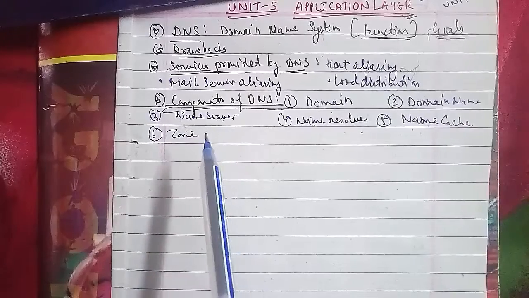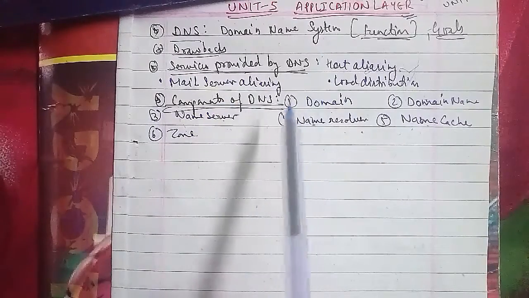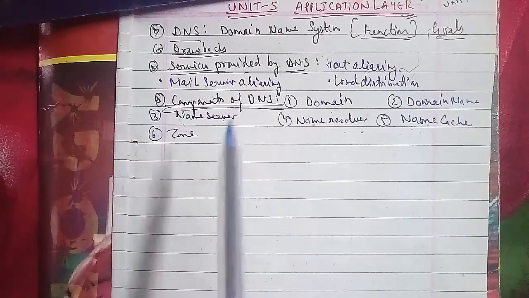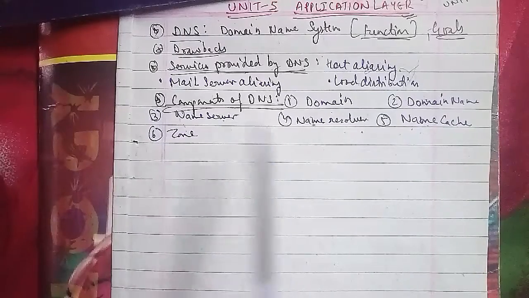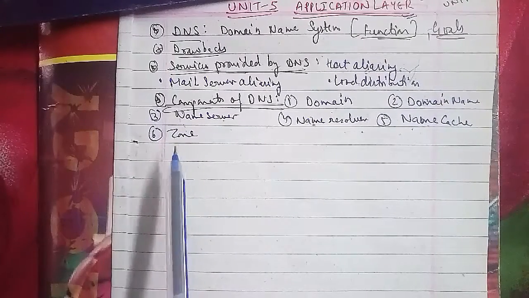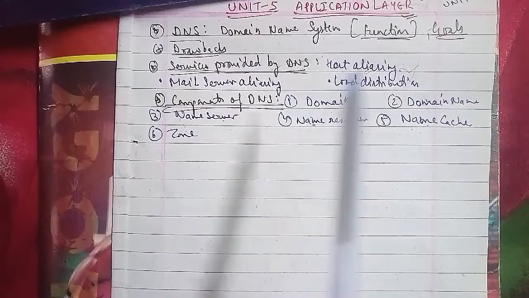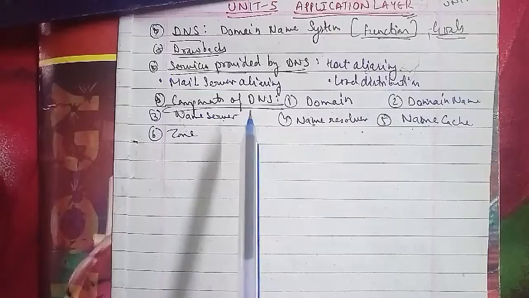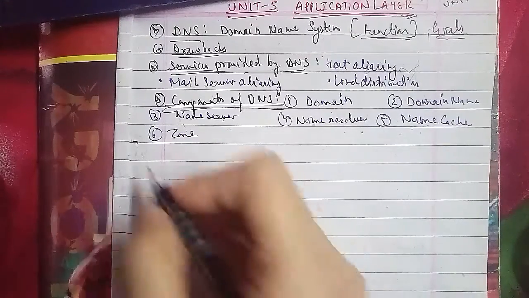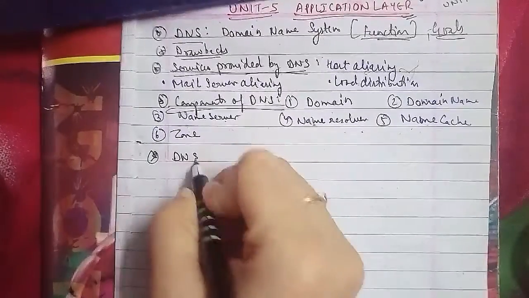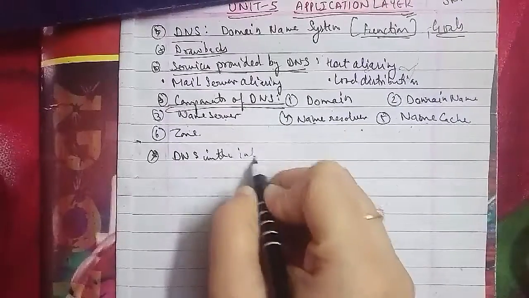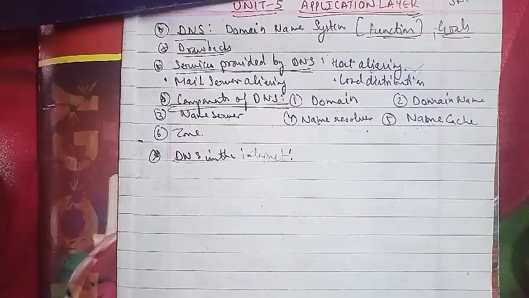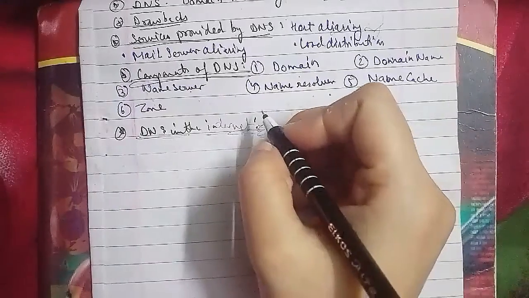Here we'll go ahead with the DNS in the internet. As I told you, the DNS is divided into 3 different sections in the internet: generic domain, country domain, and inverse domain. The DNS in the internet starts with the root, and it has been divided into 3. Here, this one comes under the inverse domain.